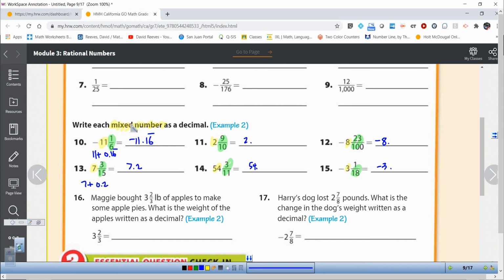So when you're changing a mixed number to a decimal, just keep the whole number part the same, and then do this part right here. 9/10 is going to be 2.9. We know that one, right? 23 over 100, that's just 23. So some of these you really should be able to do without a calculator, but a calculator will always work.